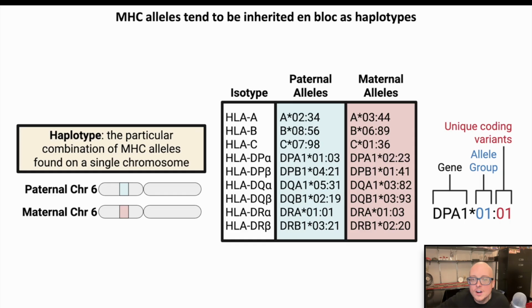If we look at all of the alleles for all 9 classical MHC genes, remember there are 3 classical MHC class 1 genes, and then 6 classical MHC class II genes corresponding to all the alpha and beta chains of the 3 isotypes.